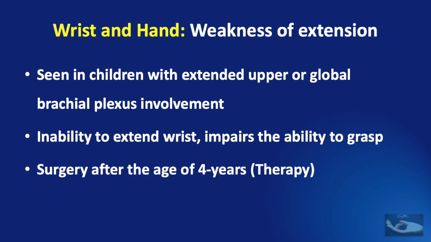Weakness of extension of the wrist is a problem seen in children with extended upper or global brachial plexus involvement. The inability to extend the wrist impairs the ability to grasp, and surgery is advised after the age of 4 years. Till then, therapy is the mainstay of management.